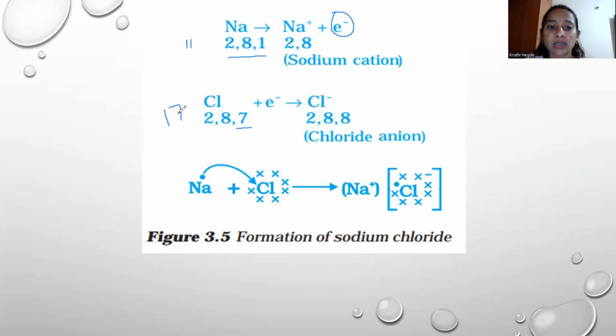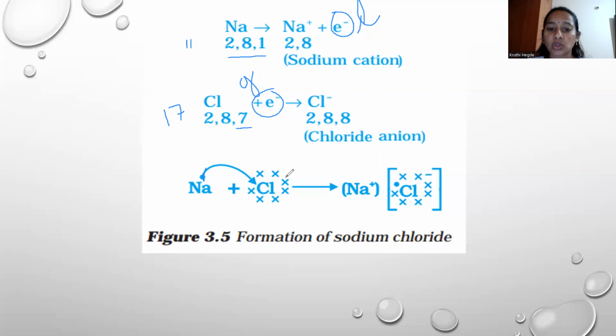As its atomic number is 17, it's 2, 8, 7, with 7 in the outer shell. So this will gain one electron. This is gain, whereas here it is loss. Here it is loss, whereas here it is gain. Cl minus 2, 8, 8, chloride ion. An ion is formed. Here sodium cation is formed. So this one electron from the sodium is given to chlorine.